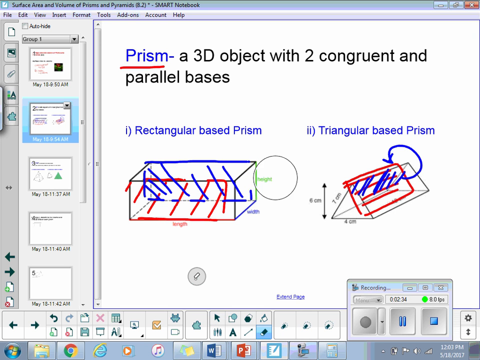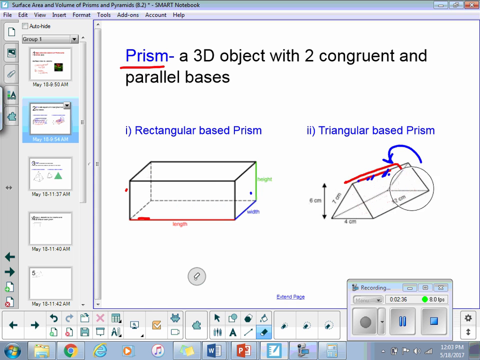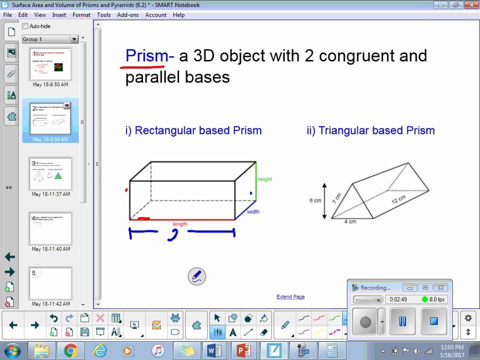And you also need to be able to identify lengths and widths and heights if you're going to use your formula sheet. So for this particular shape, a rectangular prism, you have length over here as indicated already. This would be your width, and then the height is this, or you could think of it as this. That would be your height.